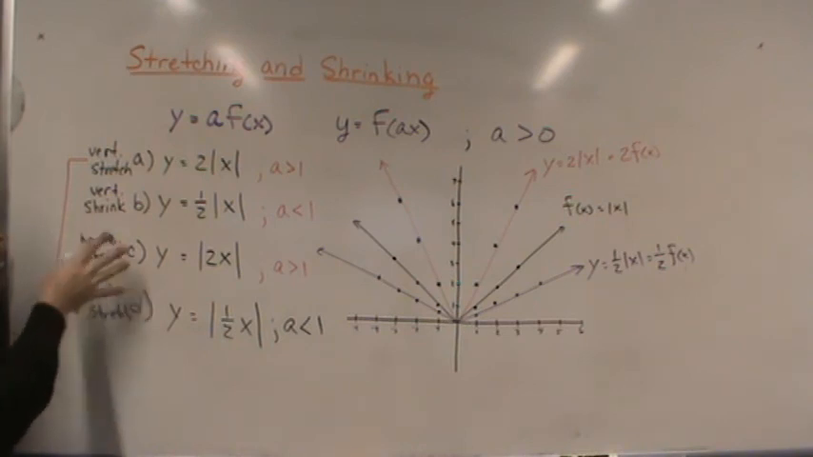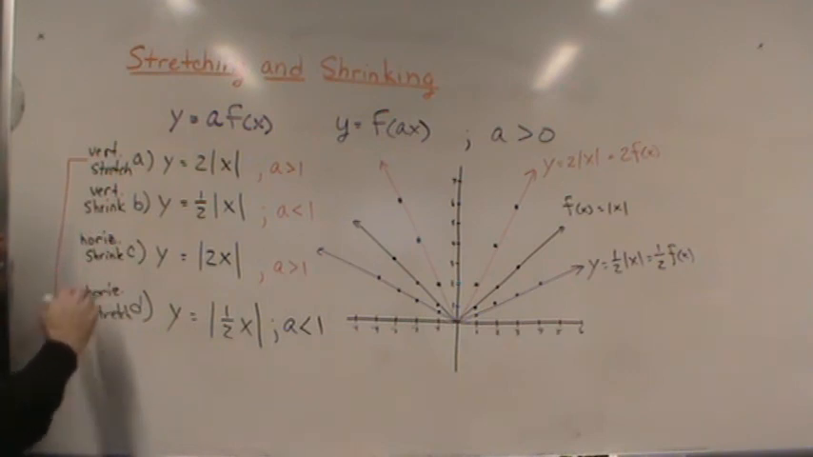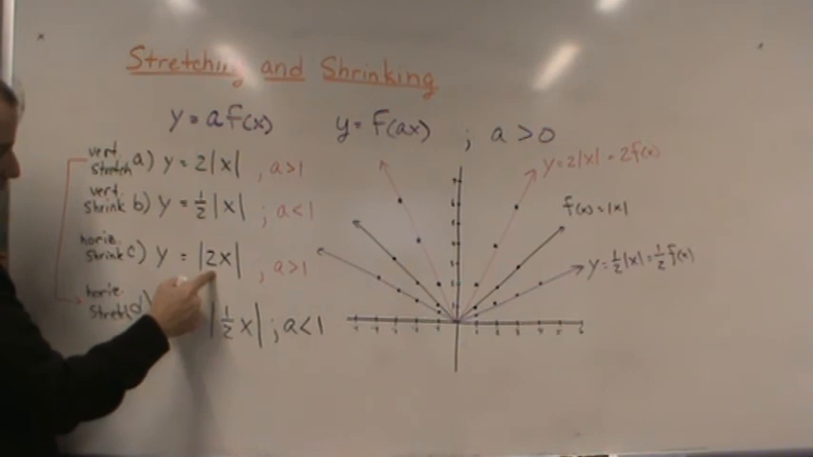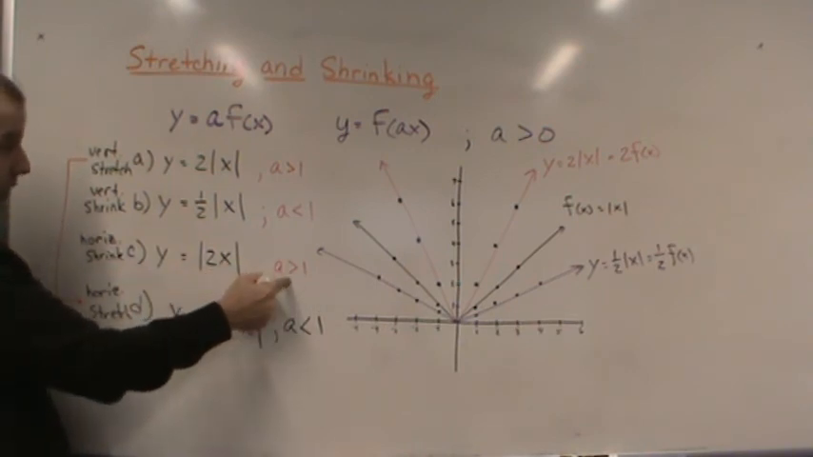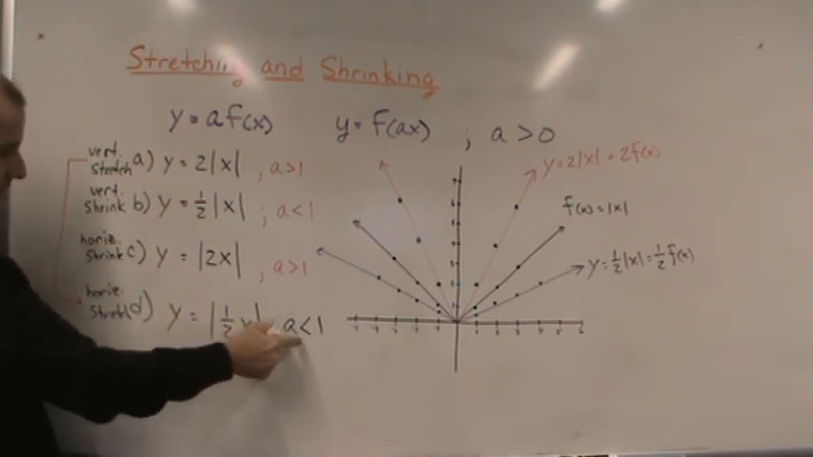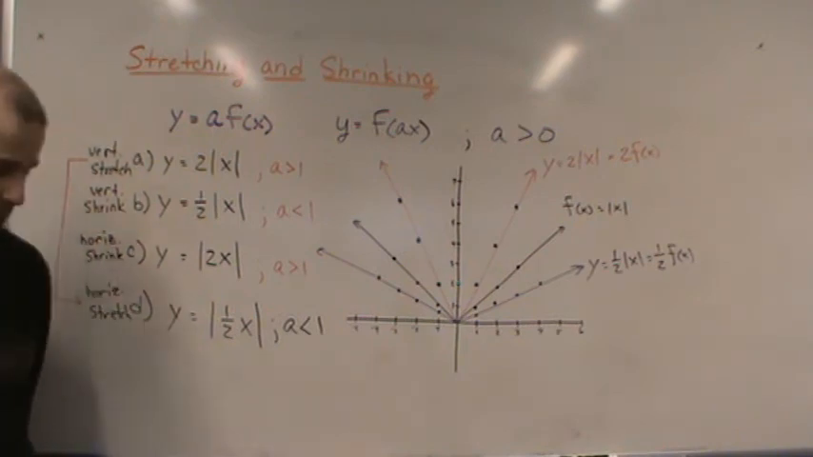Okay? Now if you're inside the function, then it's opposite of what we said for up here. Because if you're inside the function and a is bigger than 1, then it's a horizontal shrinking. If you're inside the function and a is less than 1, then it's a horizontal stretch. Okay? So that's the shrinking and stretching of a graph. And again, this was just based on using the basic graph of the absolute value as a reference point to see it. Okay? And that's it.